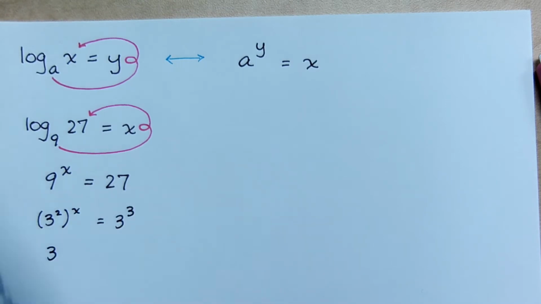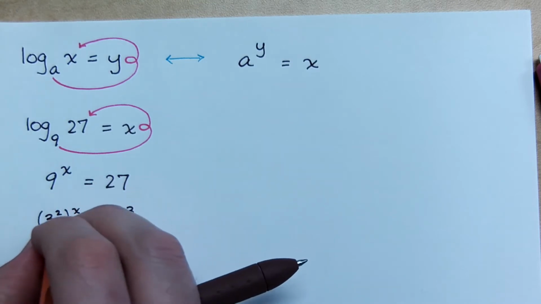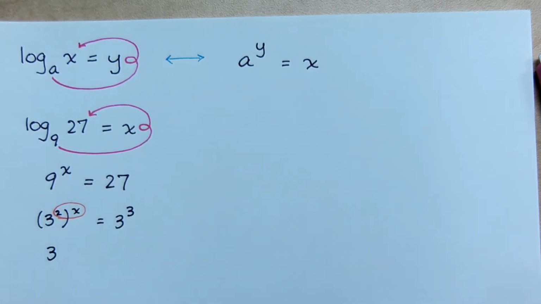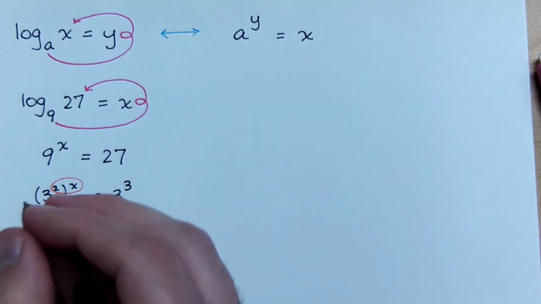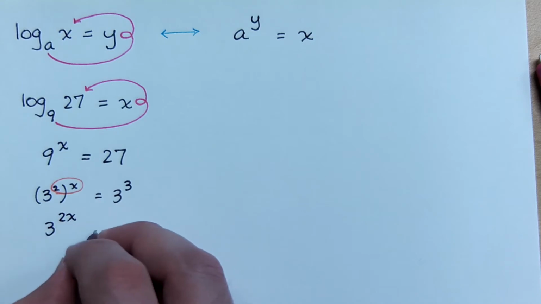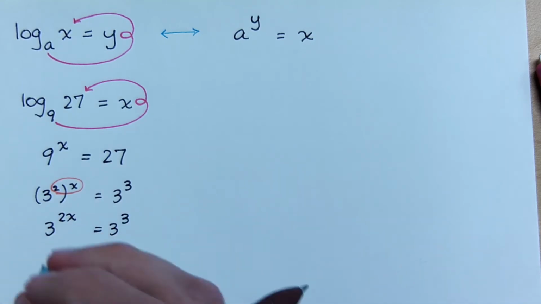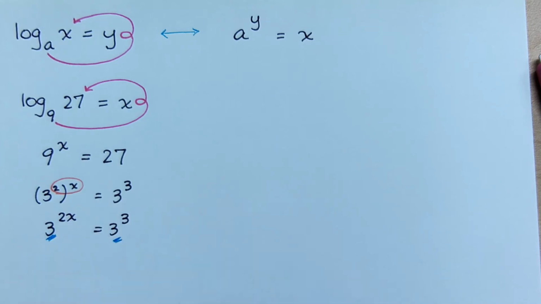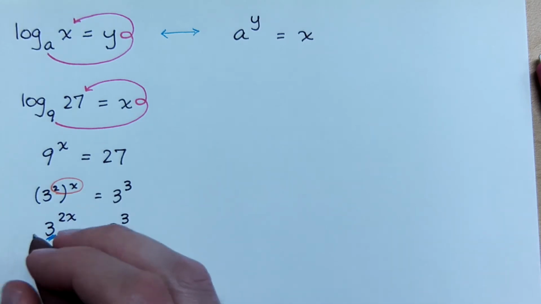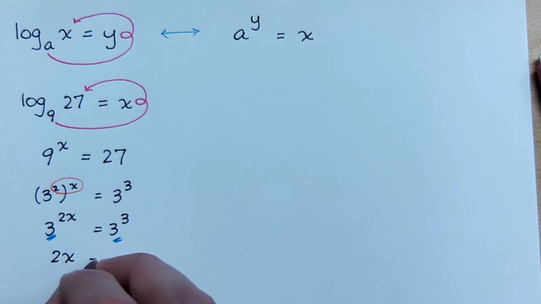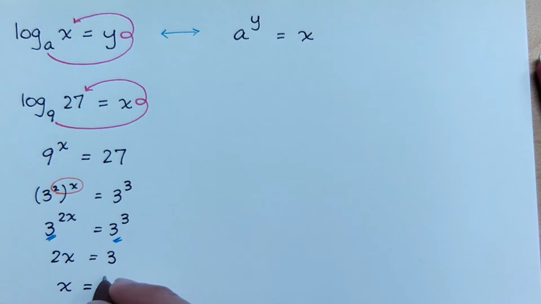Remember, you have powers to powers, so what do we do with these guys? You multiply them. So we get 3 to the 2x equals 3 to the third. And then from here, what can we say now that we have the same base? We can set those powers equal to each other, so 2x equals 3, which means x equals what? X equals 3 halves. That is us solving this logarithmic equation.